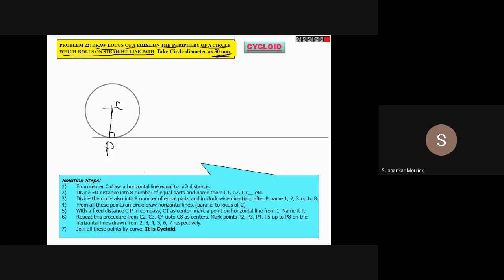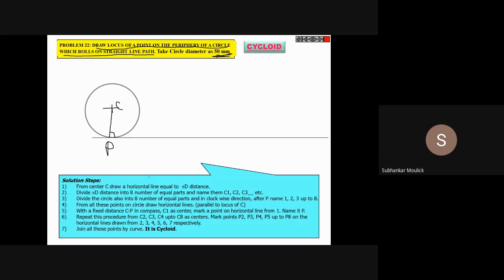So can you tell me what is the length of this infinitely long tangent line? There is some fixed length. If you have understood the concept of cycloid, I hope you can answer. What will be the length of this tangent line? Yes, it will be the circumference of the circle, that is 2 pi r or pi d.